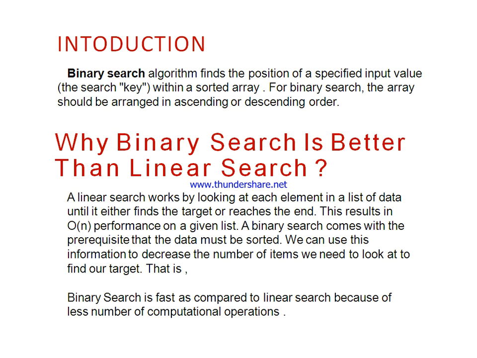It results in order of n iterations. But binary search comes with the prerequisite that the data must be sorted. We can use this information to decrease the number of items we need to look at to find the target element. That is, binary search always takes either the first half or the second half of the list to search, not the total n elements. If the list is not sorted, then binary search is similar to linear search. There is no difference.